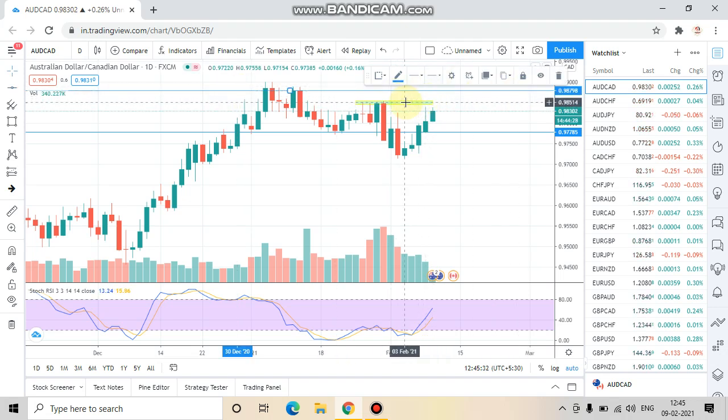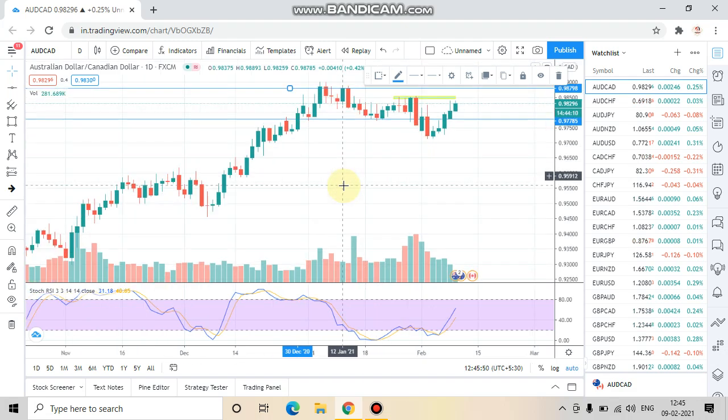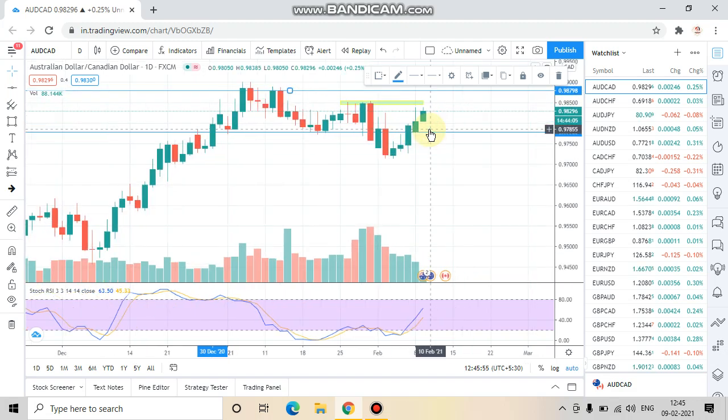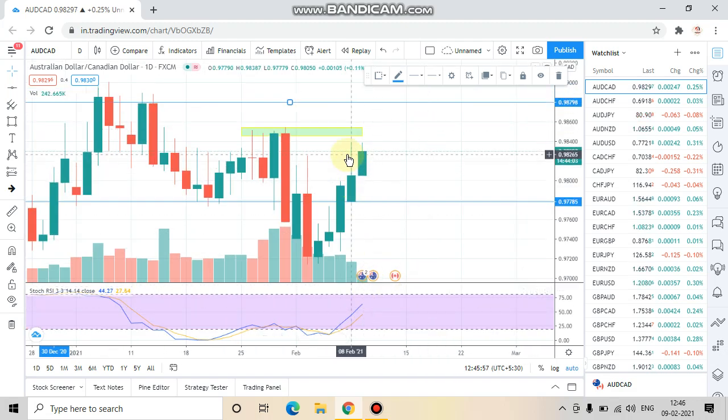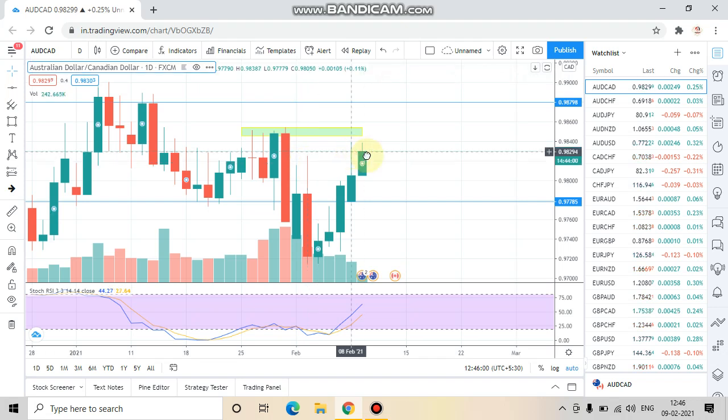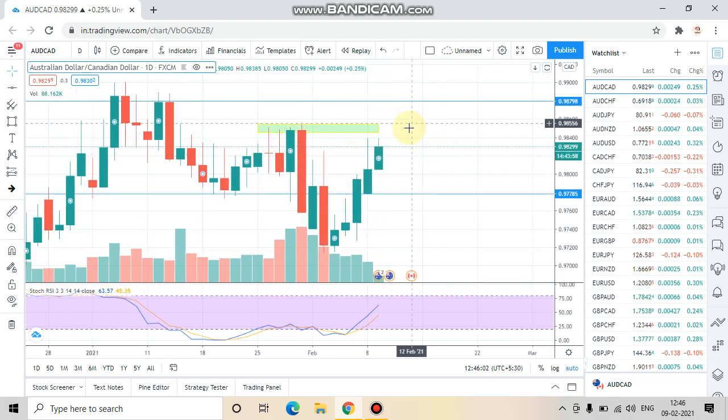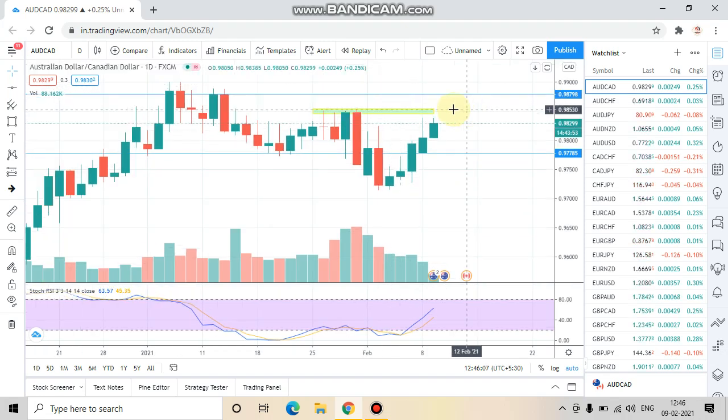If it crosses this particular level, you can easily initiate a trade somewhere around 0.9860, and your target will be 0.987. That's it. And stochastic RSI is also already giving us a buy signal here. Anyways, we do not rely on indicators. We are mainly into price action, and we need to analyze the market with the help of the chart. Okay, so this is it.